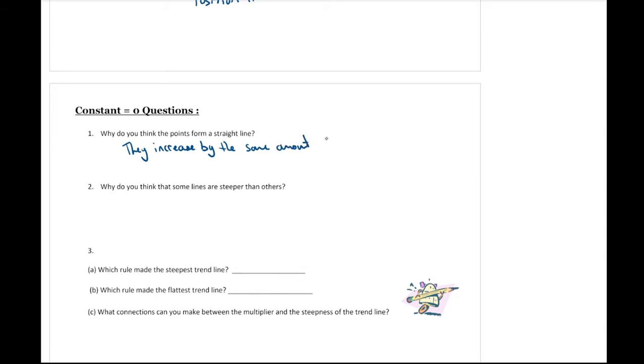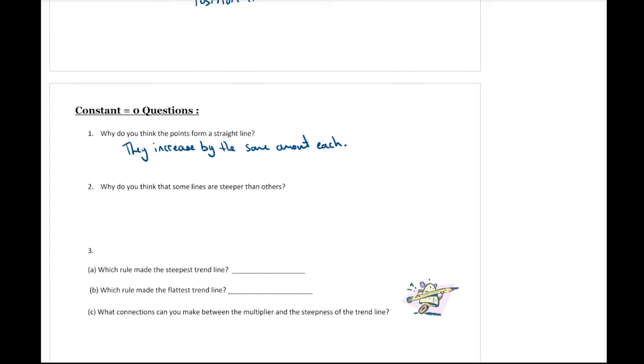Right, so we've seen that our patterns increase by the same amount each time. We see that visually. Hopefully we recognize that with our multiplier. That's what we're doing. Right, every position increase, we increase by the same amount.